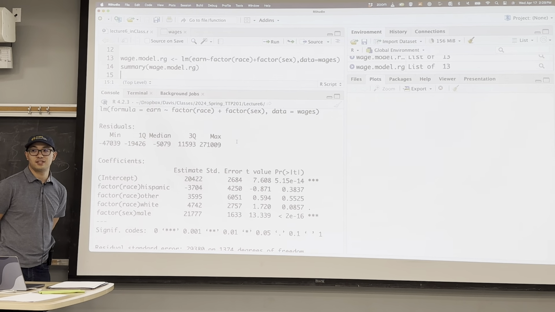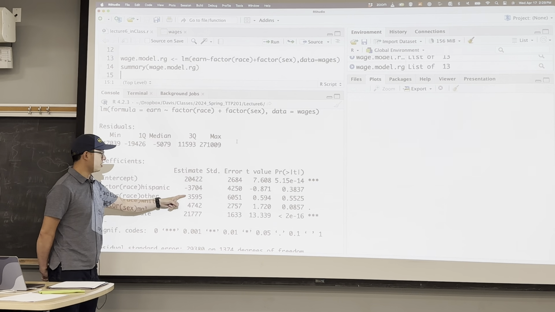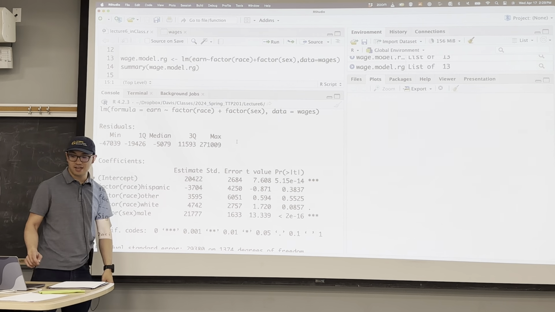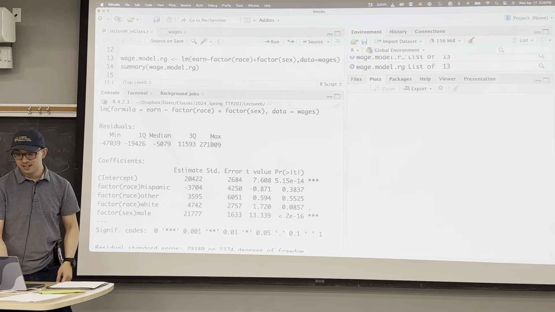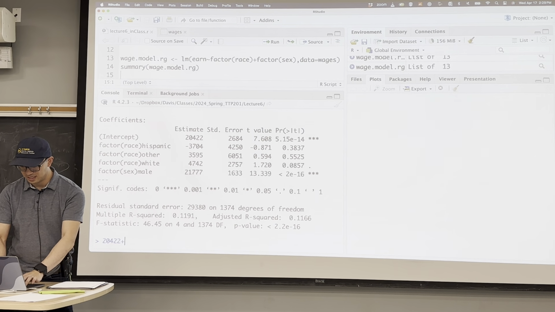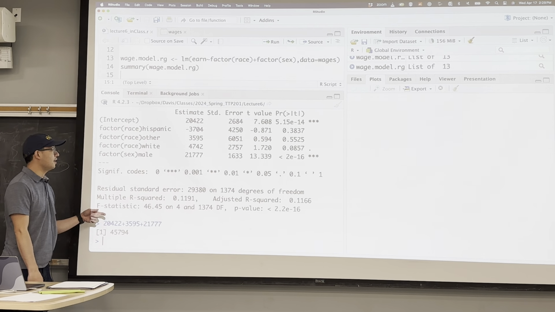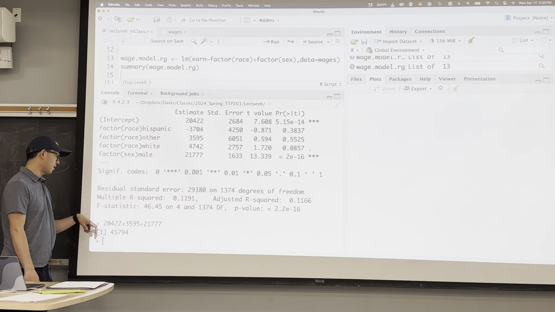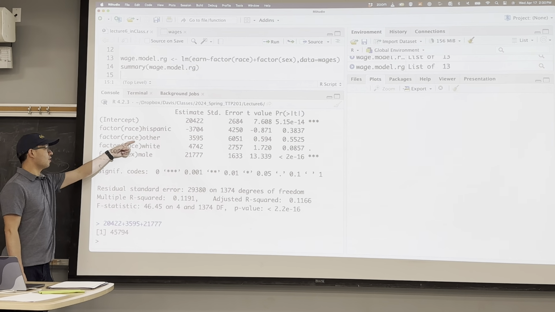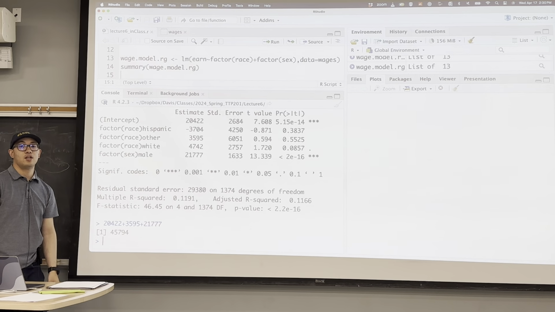The male and adding that to the intercept? That's right. So it would be 2422 plus 3595 plus 21777. So if you are a male of other race, then your average earnings would be 45,794.